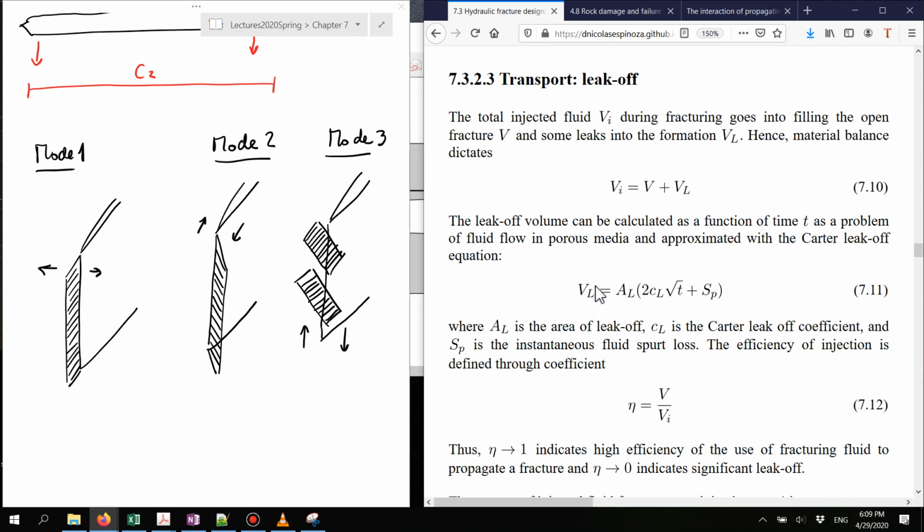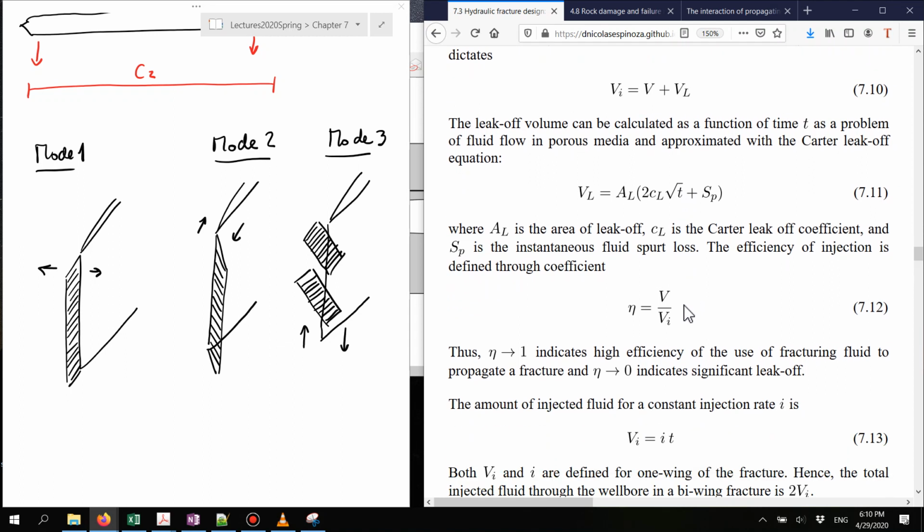In order to compute the volume of the leak-off, we have two options. We could use some simplified equations like the Carter equation, which utilizes the area of the fracture and the Carter leak-off coefficient to tell what the leak-off is going to be as a function of time. I hope you remember from previous discussions that whenever we have fluid flow around the fracture, those processes depend on the square root of time. So this is why we have this parameter in here. This will be the time since the beginning of the leak-off.